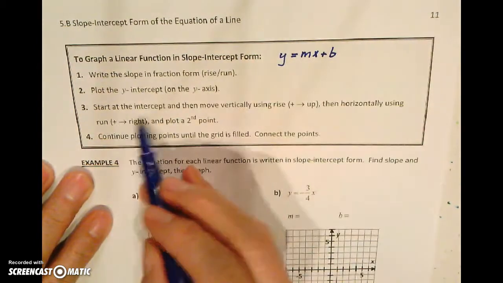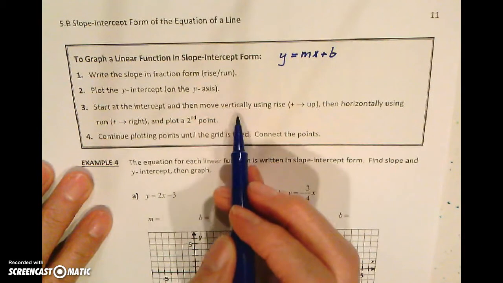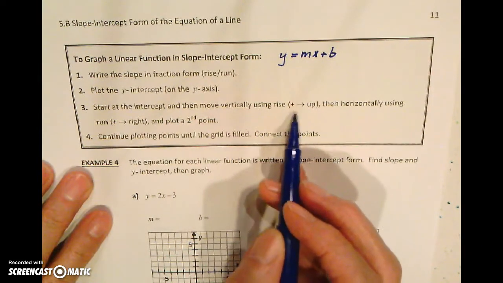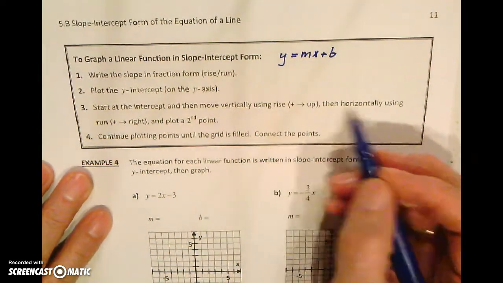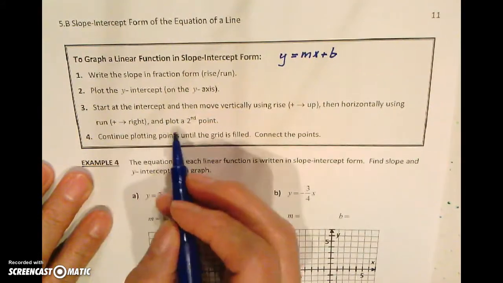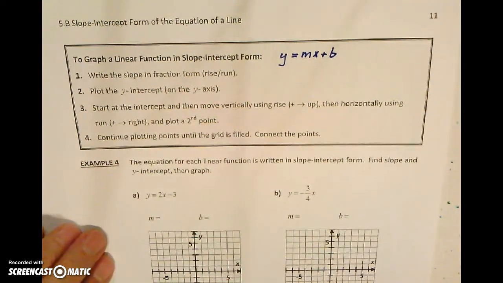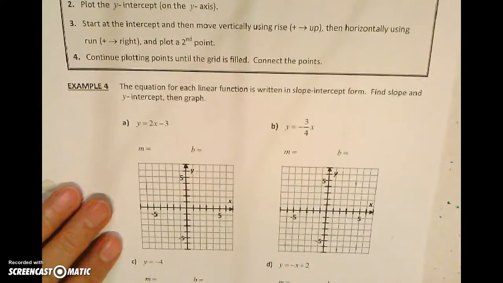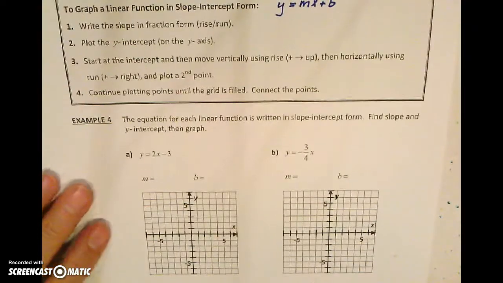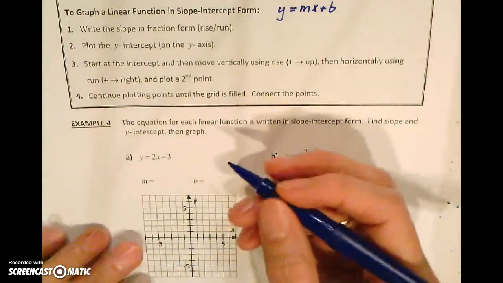We're going to then start at the intercept and move vertically using rise, which goes up or down, and then horizontally using the run, and plot a second point. We're going to continue plotting points until the grid is filled. So let's do this first problem.